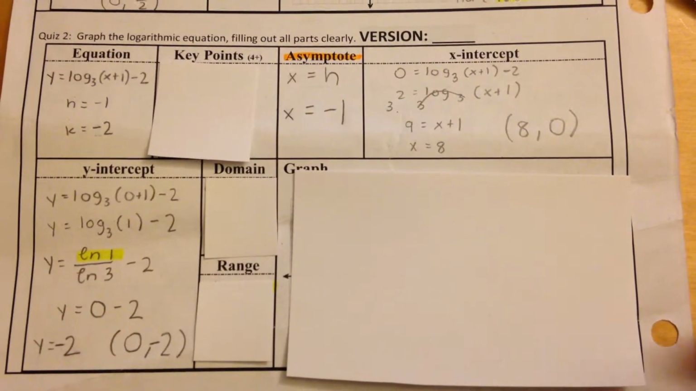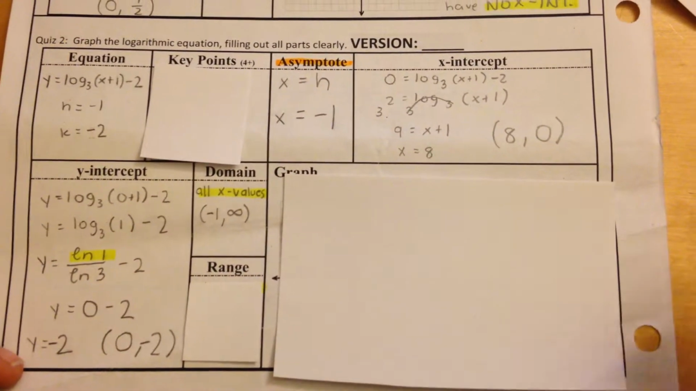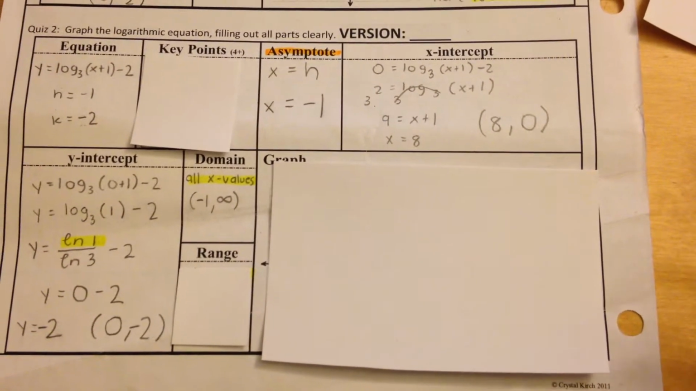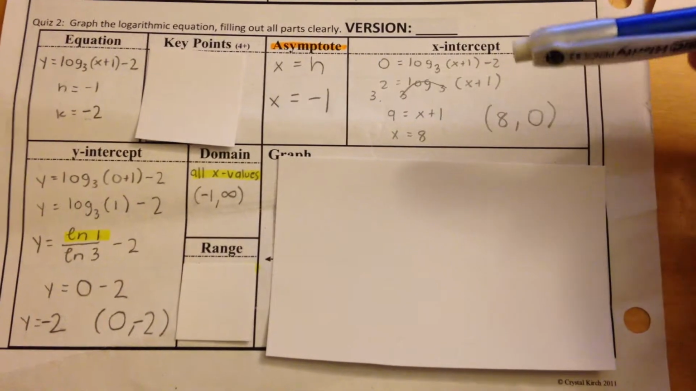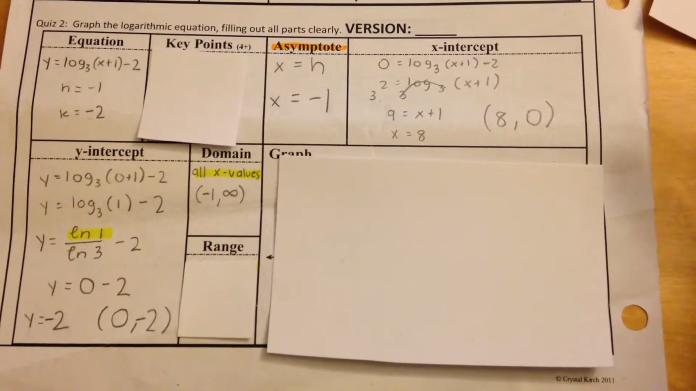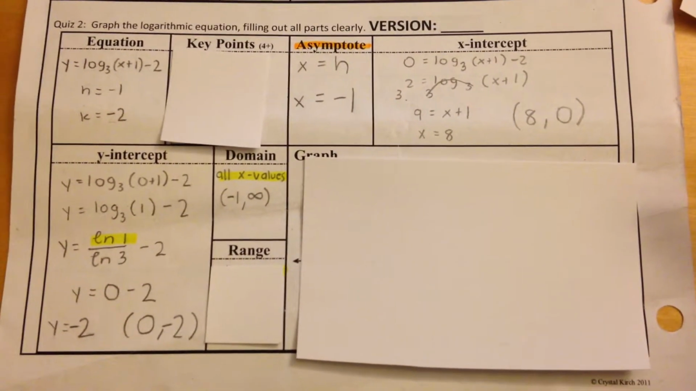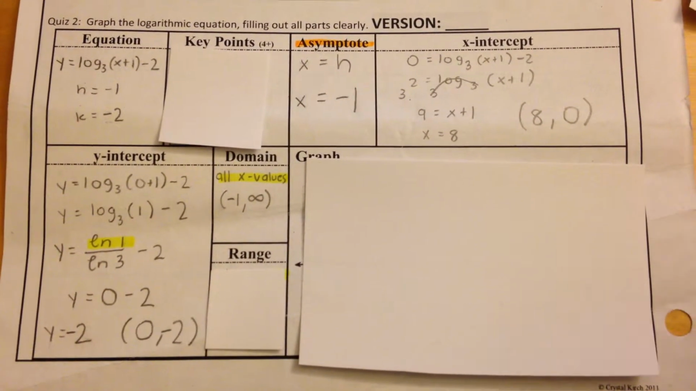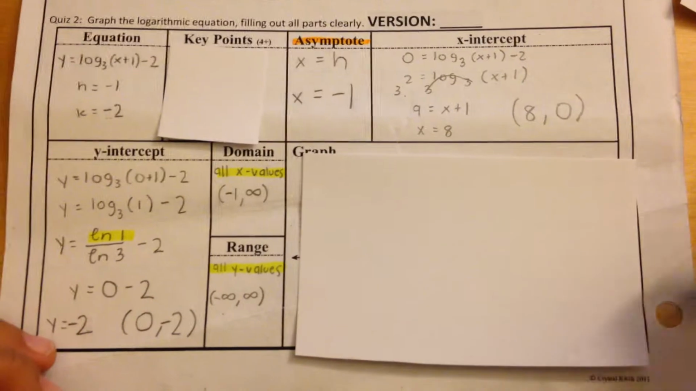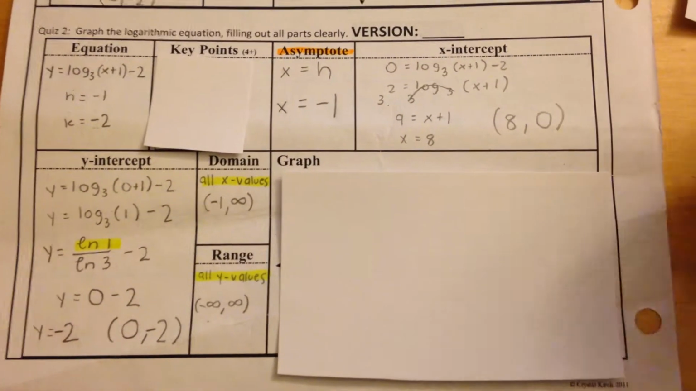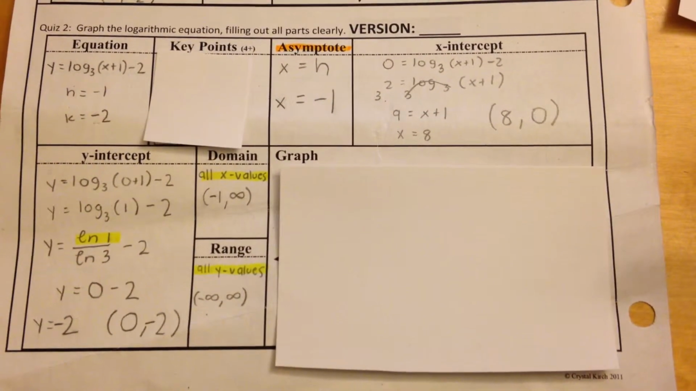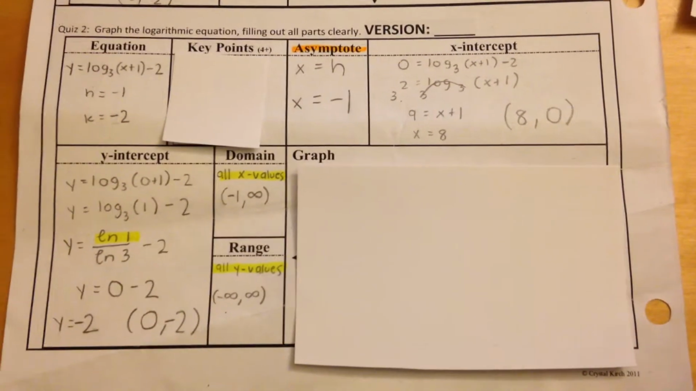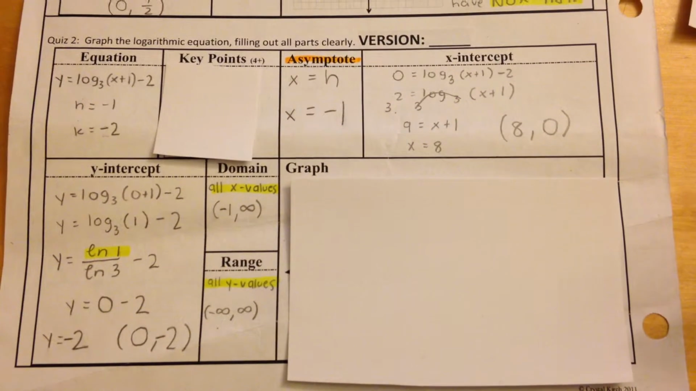Okay, domain. We know that our domain is all x values of the function. So that means we have negative 1, which is the asymptote, and all the way up to infinity. So you can't have any x values that are equal to negative 2, negative 3, negative 4, and so on. Now the range is all y values, and since our graph does not have a horizontal asymptote, we have no limit on the y values. So therefore, it would be negative infinity to infinity.